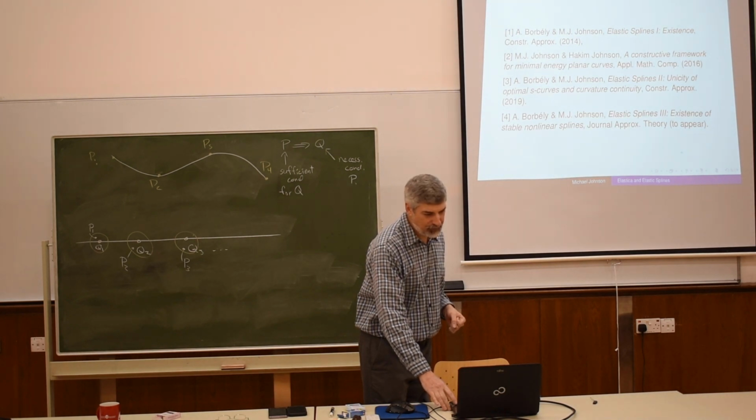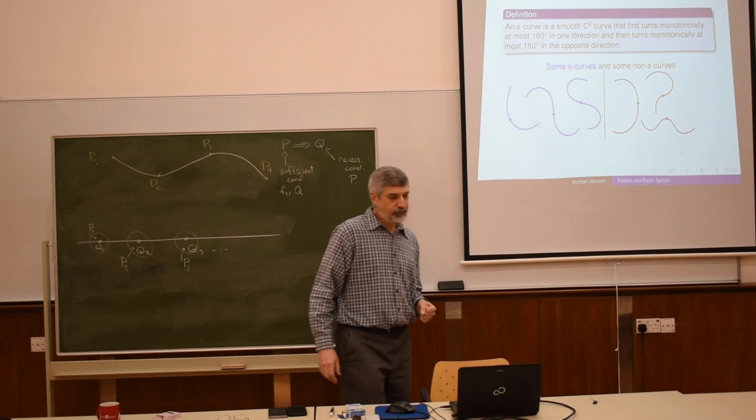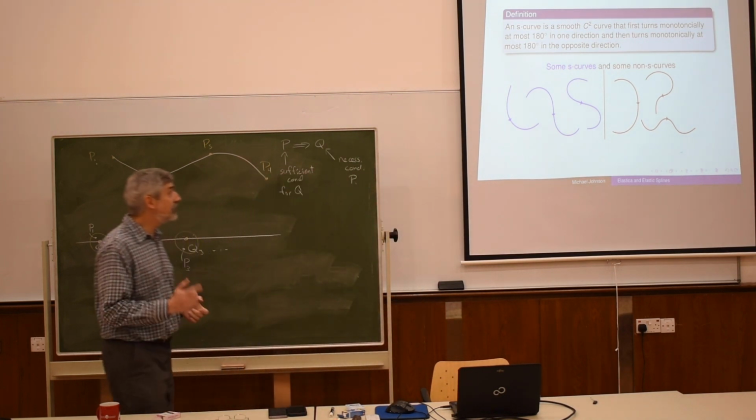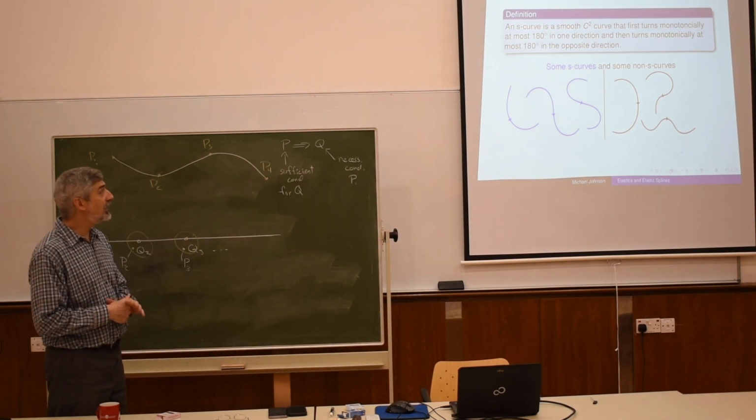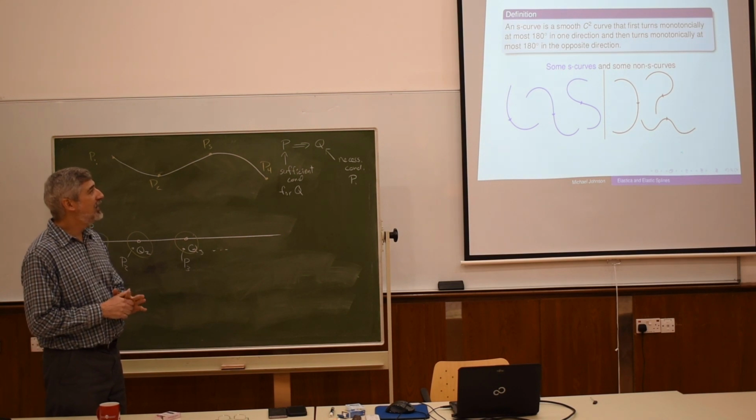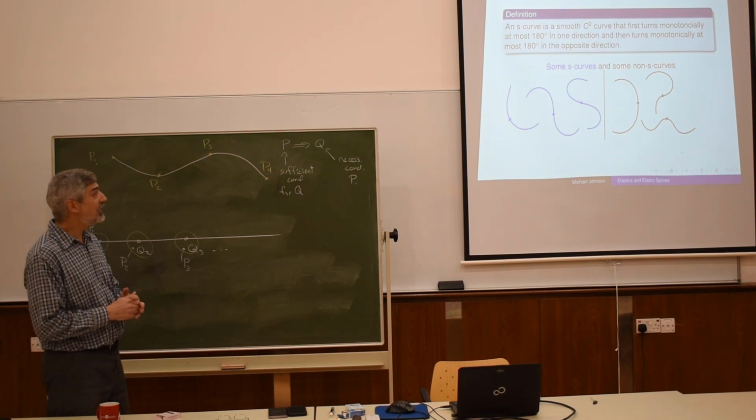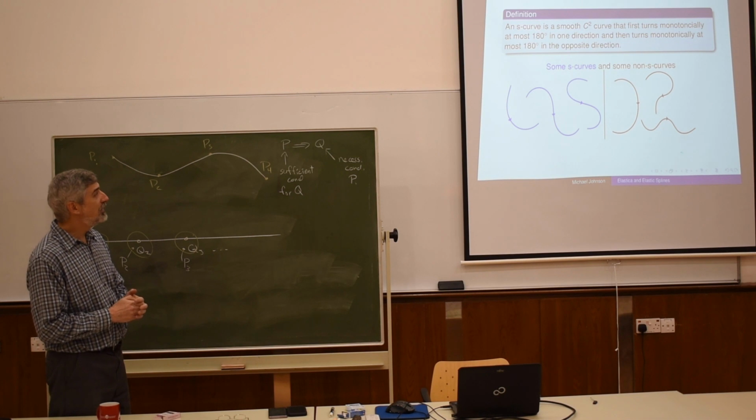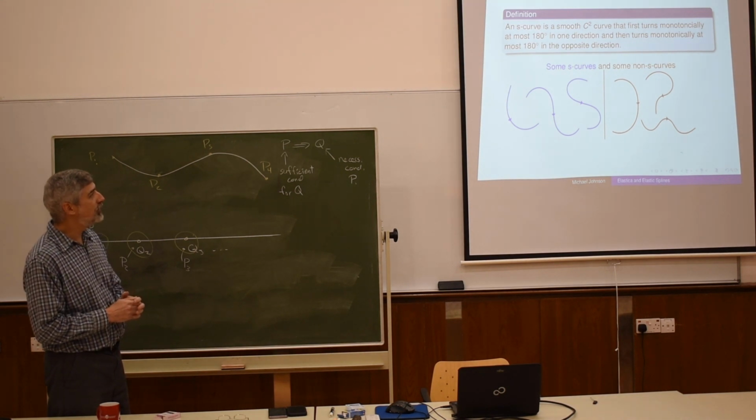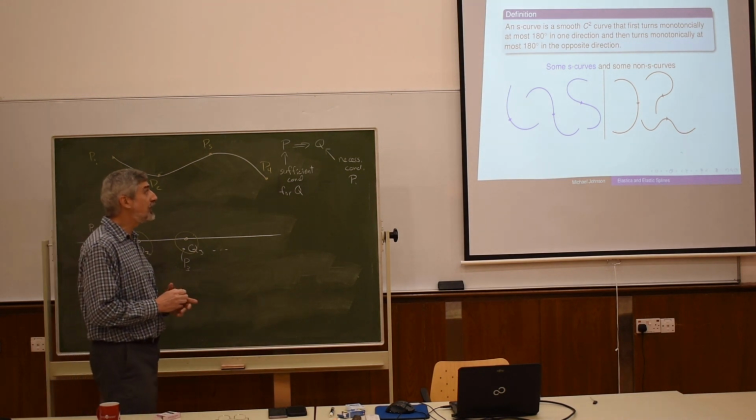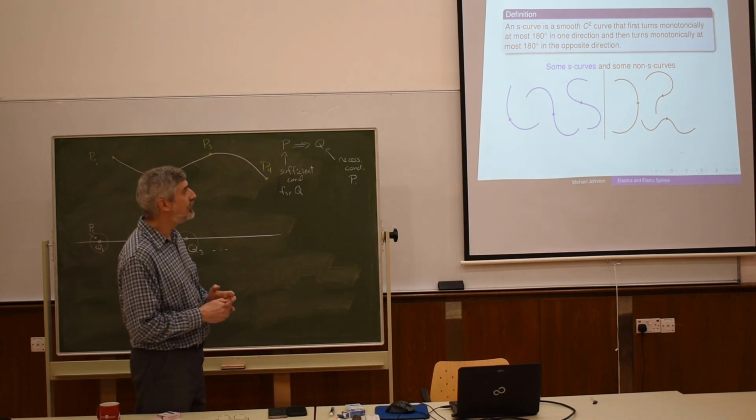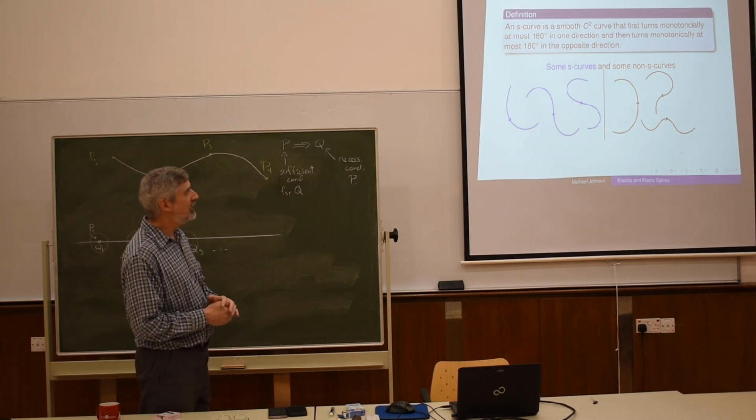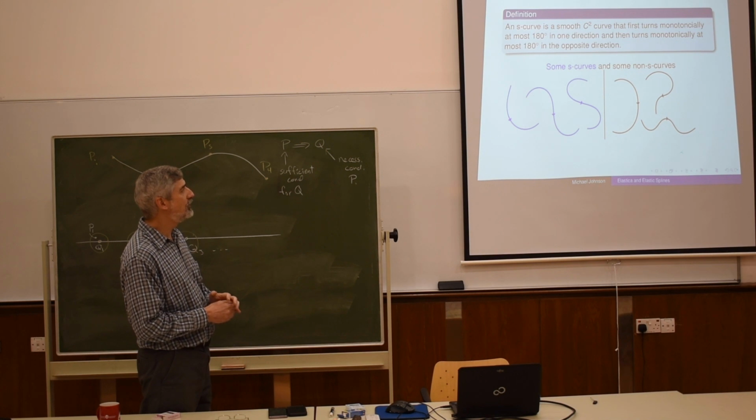So I'll give some ideas. First, I have to define an S-curve. Okay, so what's an S-curve? An S-curve is a smooth C2 curve that first turns monotonically at most 180 degrees in one direction, and then turns monotonically at most 180 degrees in the opposite direction.